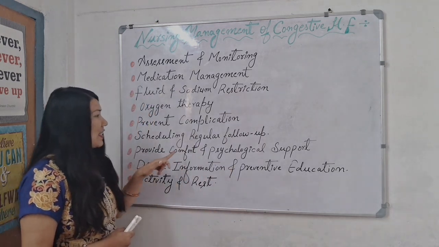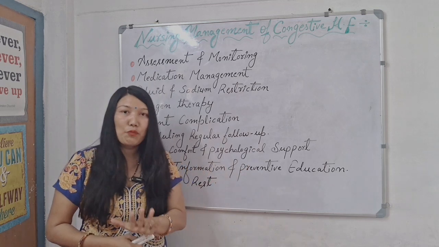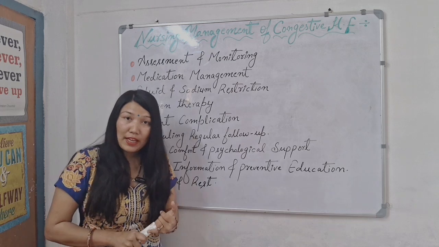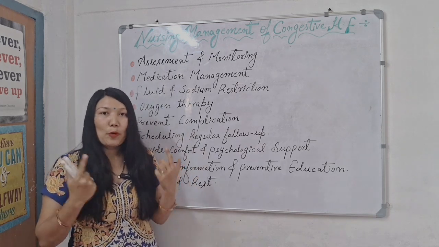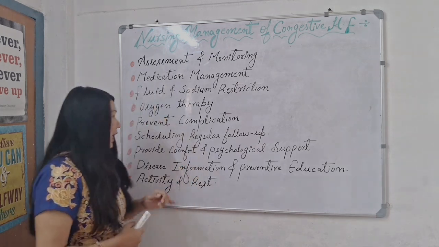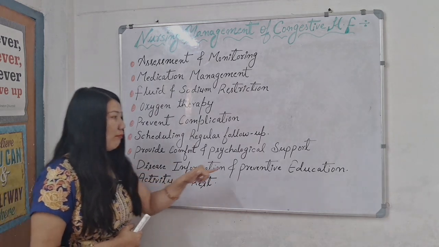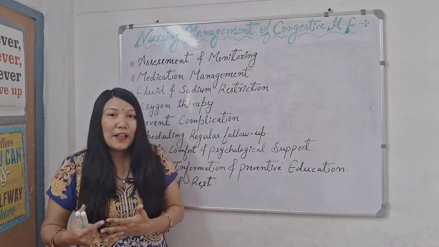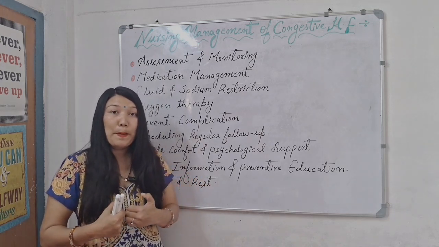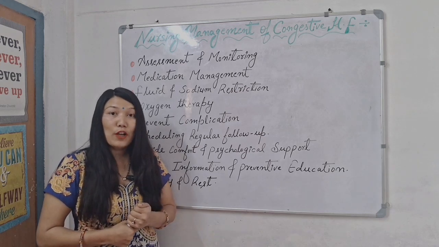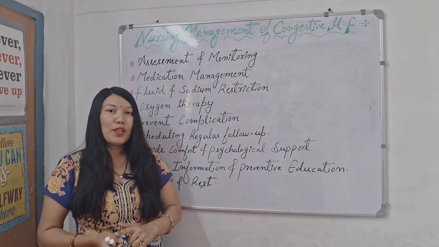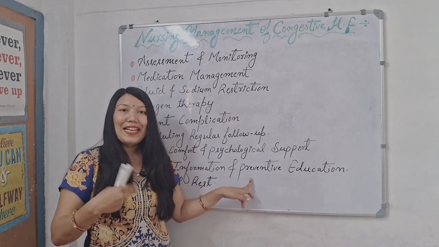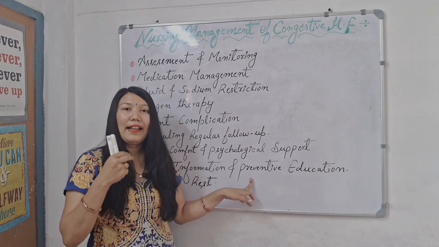Next, we have providing comfort and psychological support, which is very important. Provide a peaceful, calm environment to the patient. There is a dim light in the room of the patient. The environment should be calm and quiet, and mentally you can support the patient by giving psychological support. Next, we have disease information and preventive education. You can give the patient education about his health condition, what measures he can take for the improvement of his lifestyle. You can give lifestyle modification advice to the patient and his family too, that he has to quit smoking and alcohol, and improve his daily life activity for a healthy heart, and he should take a healthy heart diet.